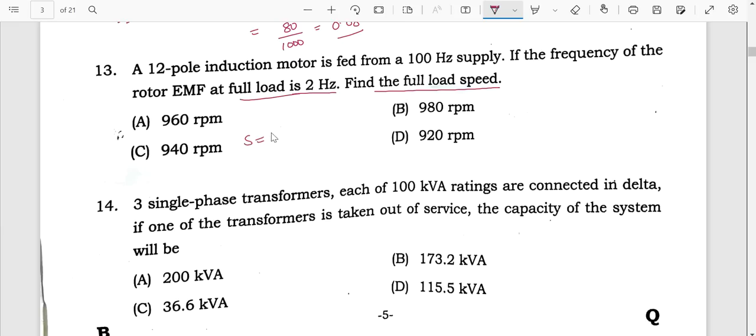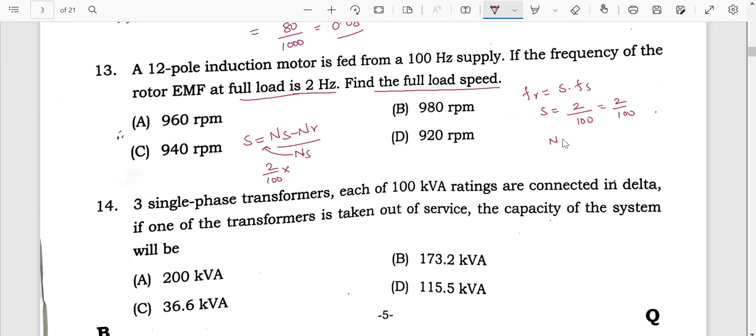So S is equal to (Ns minus Nr) divided by Ns. What is the Ns value here? Here we know the relationship between fr and fs: fr is equal to slip times fs. Slip is nothing but fr, which is 2, over fs, which is 100. It is nothing but 2 by 100. Now we know this value, so I'm directly substituting here.